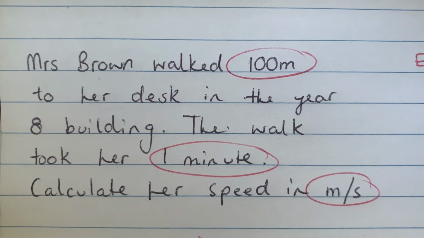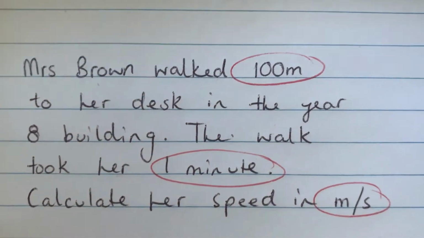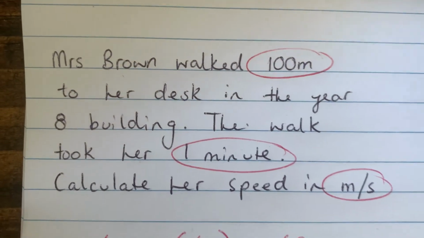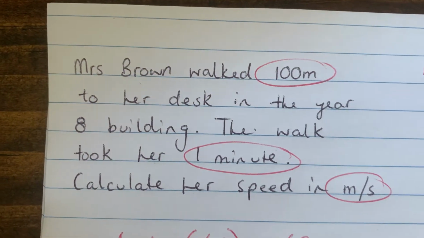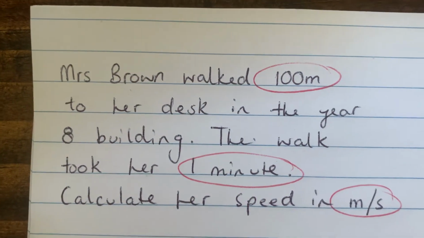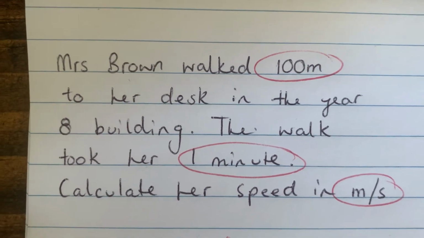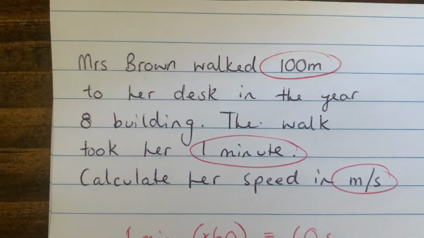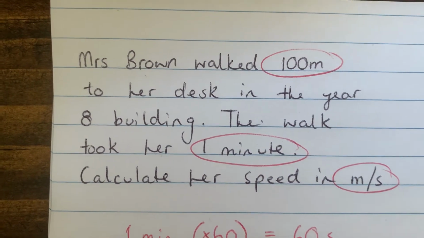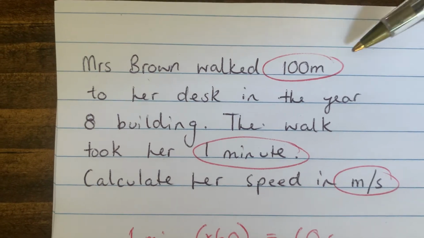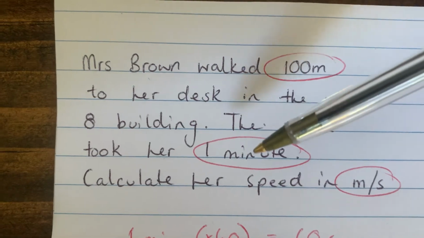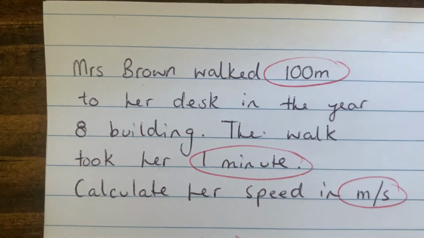Just making a quick, nice short video of how to set out your working out when you're using the formula to calculate speed or distance or time. So I've just picked out an example from my description, sort of up page a bit. One of those motions that I described was walking back to my desk. So we've got that I've walked back to my desk, 100 meters in the Year 8 building. The walk took me 1 minute, and you want to calculate my speed in meters per second.